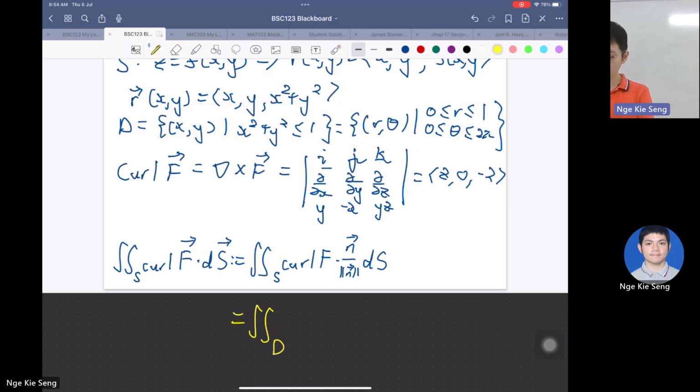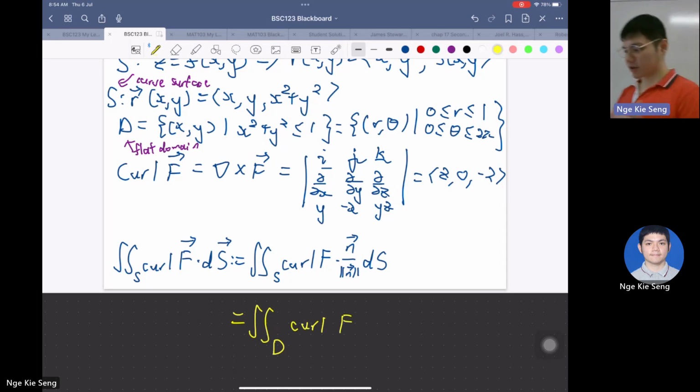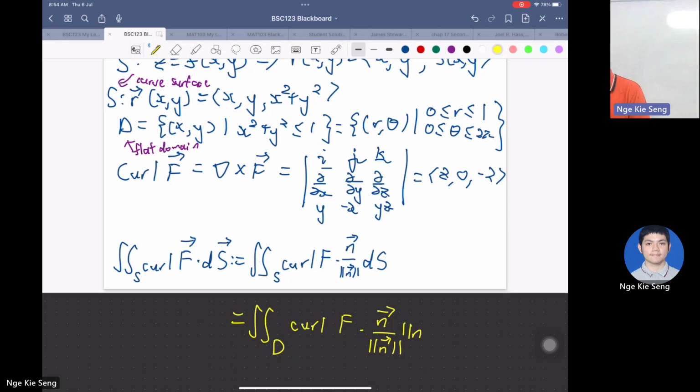This R is the S. This is the S surface, so this is the flat domain. This is the curved surface, right? Because in this step, this is a one-to-one transformation, it's a change of variable. So you need to introduce the Jacobian. The Jacobian is exactly the length of our normal vector. So here it becomes dA. Why dA here? Because we already changed to r and theta.